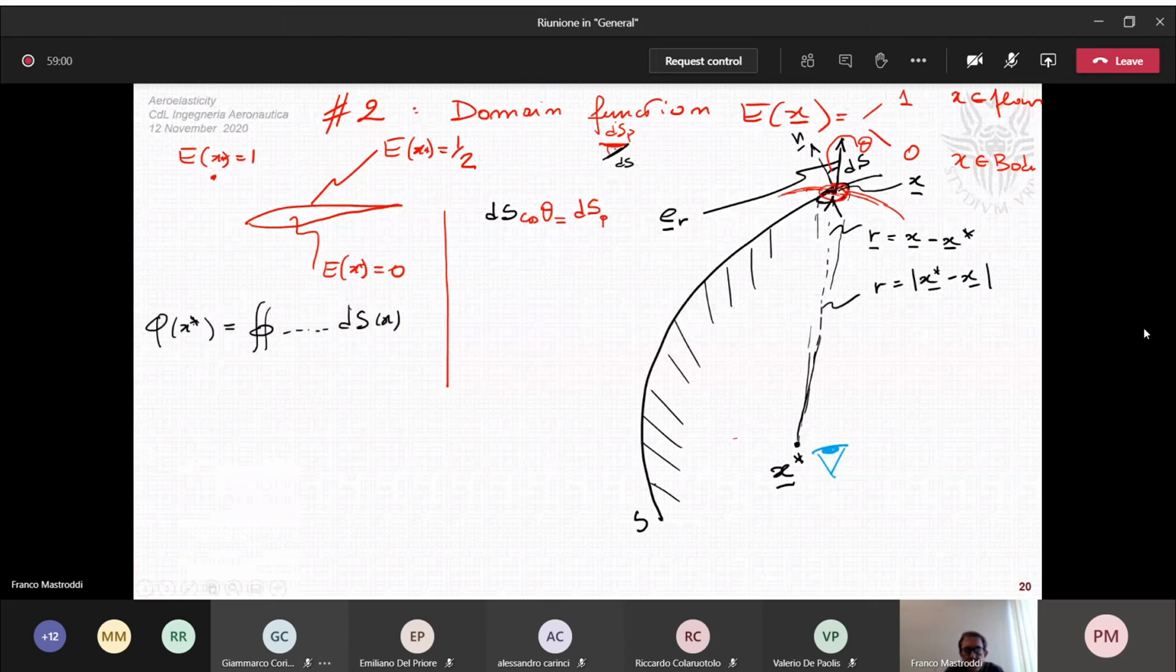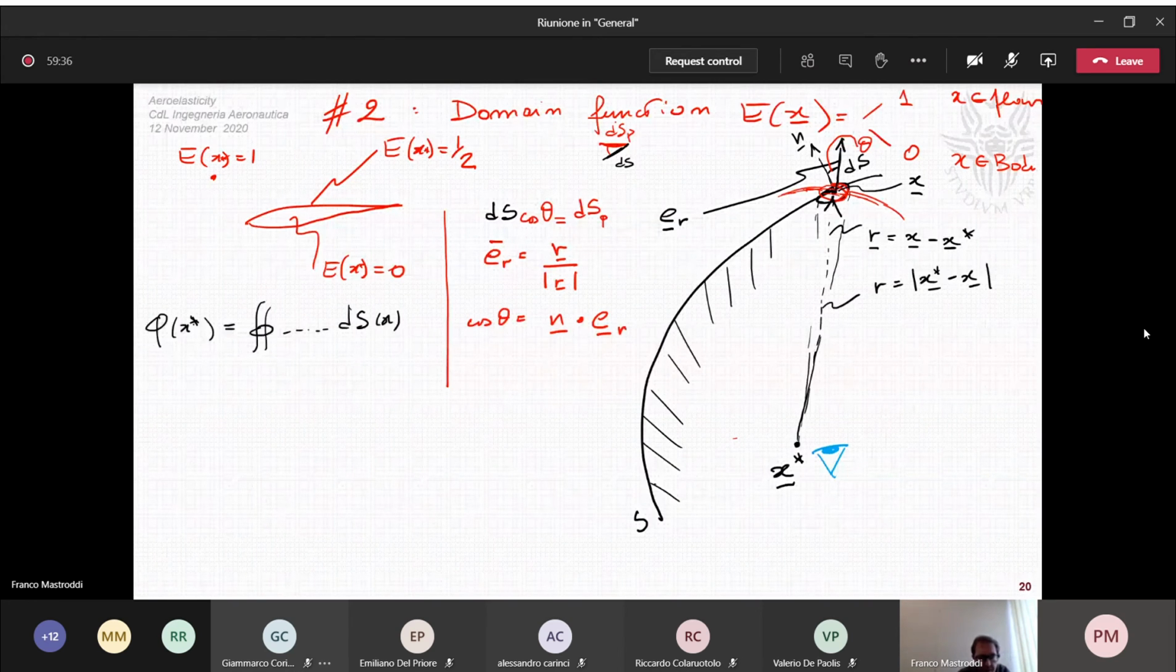This is theta. Now, what about ER? ER, the unit vector, is equal to vector R divided by the amplitude of R, because this is the unit vector. We have that the cosine of theta is equal to n dot ER.